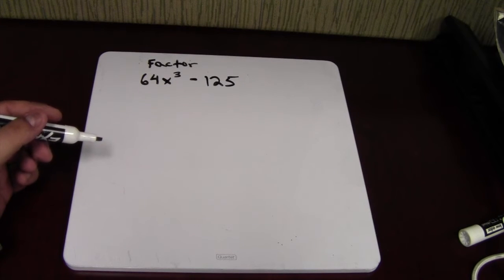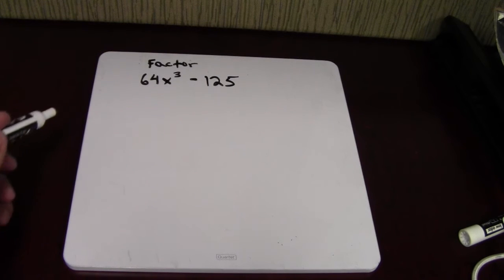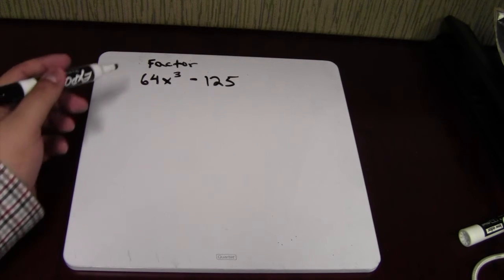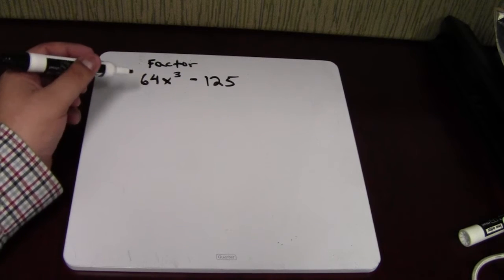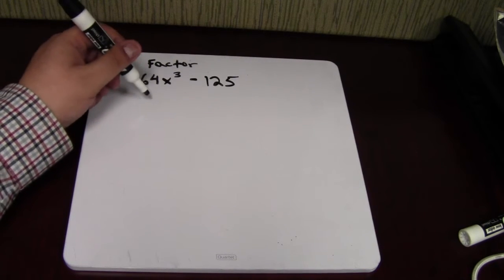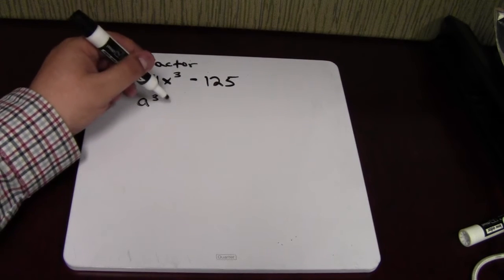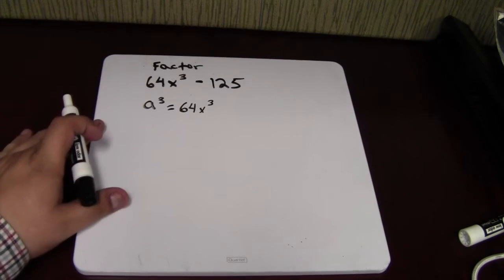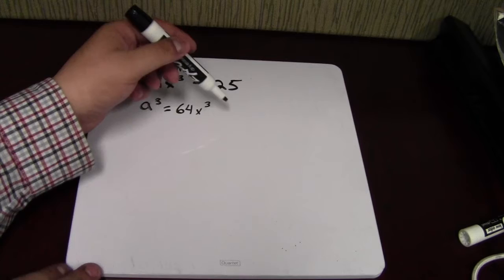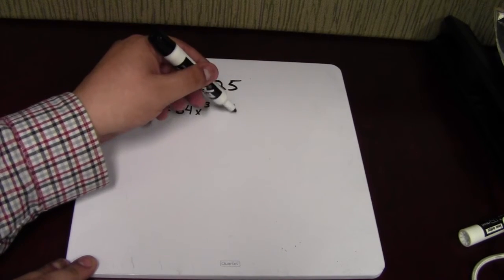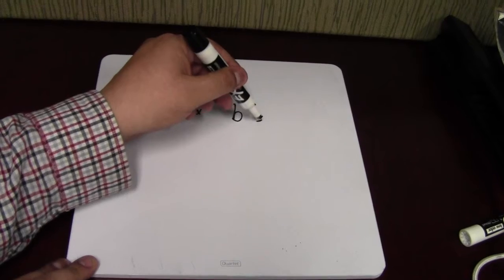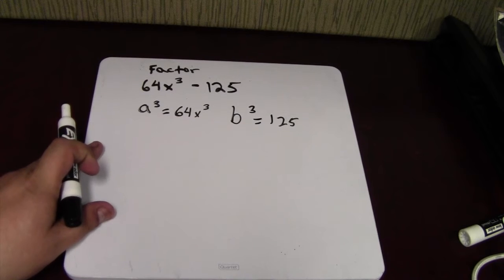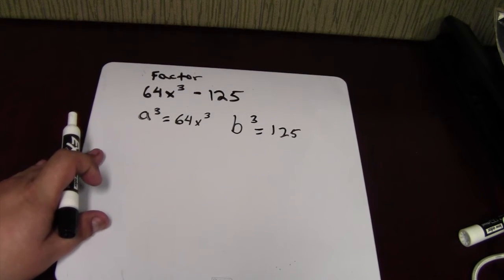So remember the formula. In this one, we're only going to do the difference. The sum, you'll do the same way. You just have to use the correct formula for that one, but it's done the same exact way. Let's take a look at how we would do this. The best way I can think of is we'll first say, okay, a cubed is 64x cubed. And then we'll also say that b cubed is equal to 125. So a cubed is 64x cubed and b cubed is 125.